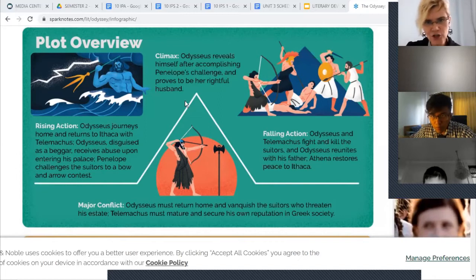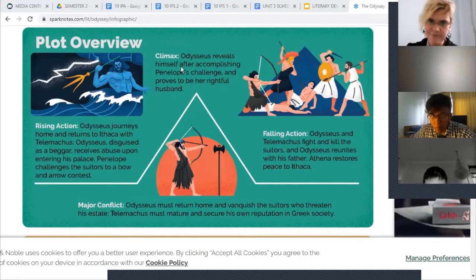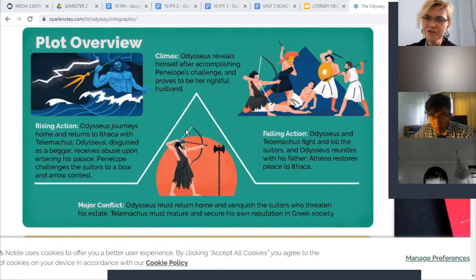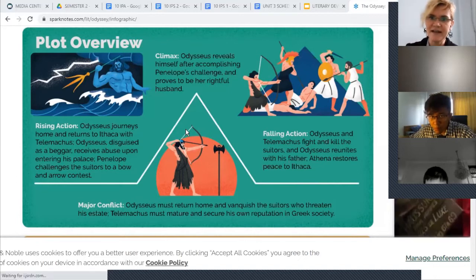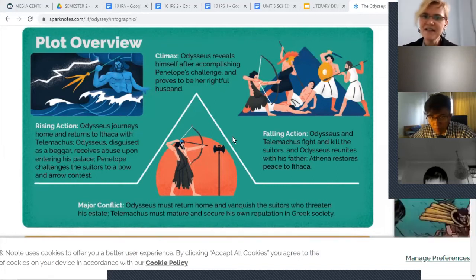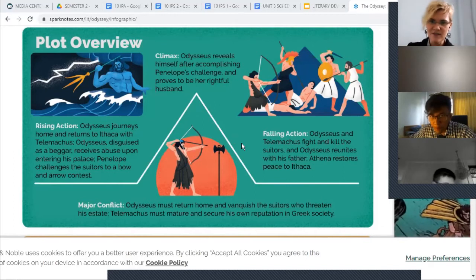Then it goes on and on, builds suspense, comes to the climax. Odysseus reveals himself after accomplishing Penelope's challenge. So he joins the bow and arrow contest and he wins, and then proves to her that he is the husband, because they all think he's dead, right? And then we get the falling action. Odysseus and Telemachus fight and kill the suitors, and Odysseus reunites with his father. Athena restores peace to Ithaca, and that's the resolution. And then we get to the ending.